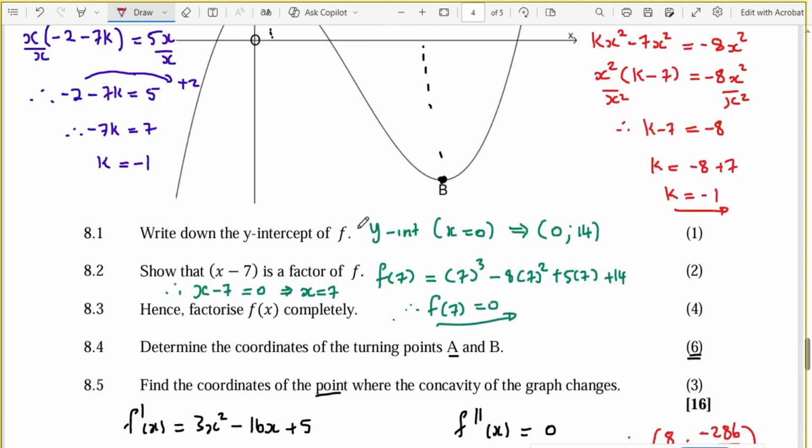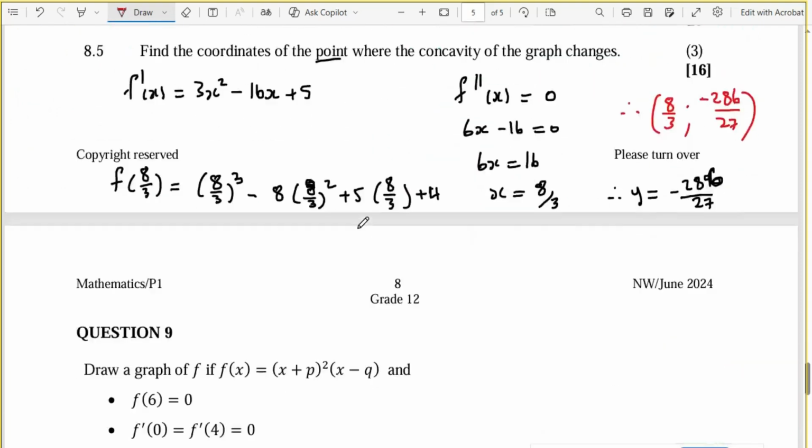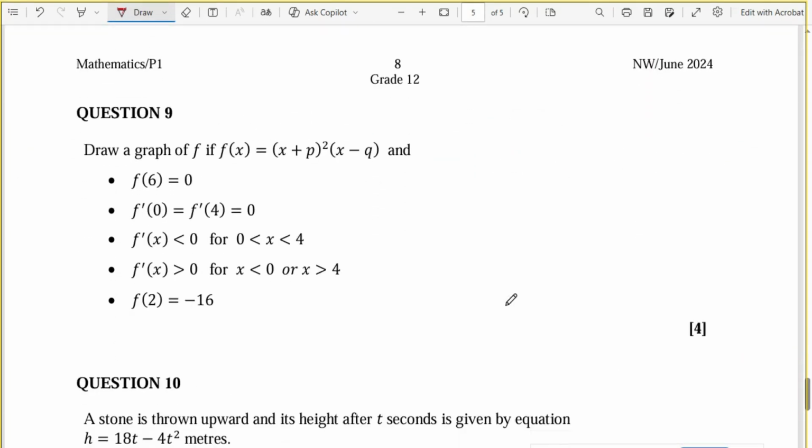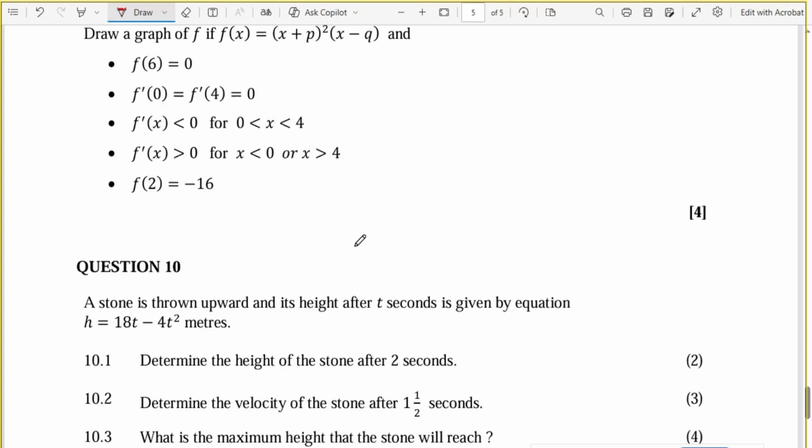Are you happy with how we did question 8? Yes, I am. Right. You mind if we just skip question 9 and then do the last question?